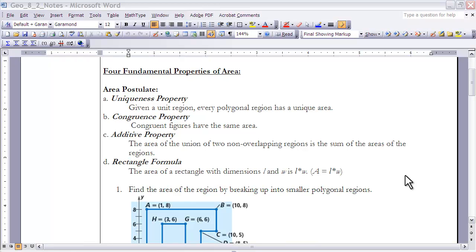The fourth and final postulate, or area postulate property, is the rectangular formula. Every formula that we're going to have for area is really built off of the idea of the rectangle formula. And that just says that the area of a rectangle with dimensions of length and width is the length times the width. Therefore, area is equal to length times width. So everything that we do with area formulas will be built off of that most basic formula.